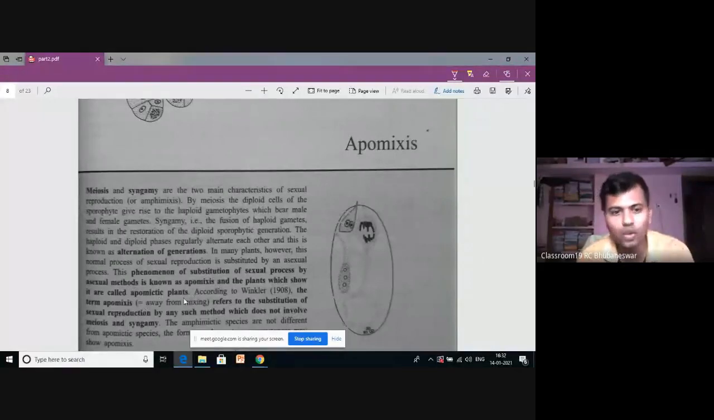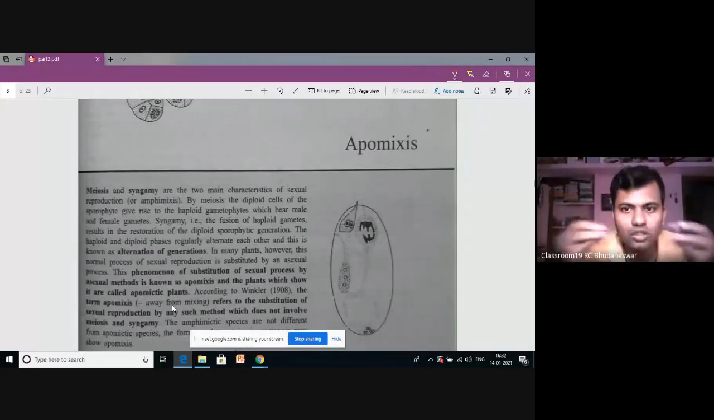According to Winkler 1908, the term apomixis refers to substitution of sexual reproduction by any such method which does not involve meiosis and syngamy. Just remember, the formation of an embryo without the act of fertilization is known as apomixis. Embryo means a small plant, an immature plant. So the embryo is formed, the plant is formed, but there is no gametic fusion. So this concept is known as apomixis.